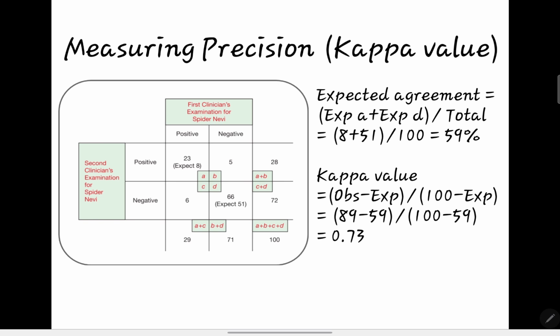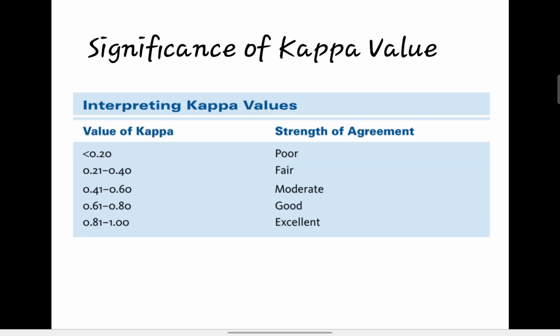So what might be the actual significance of kappa value? This here shows the significance of kappa value. For example, if the value of kappa comes out to be less than 0.2, there is poor agreement. That means there is higher inter-observer variability, which means that the test is not accurate. Sorry, it's not precise.